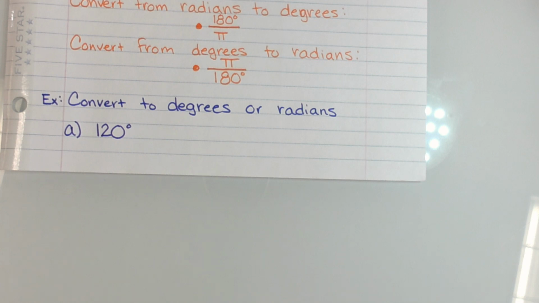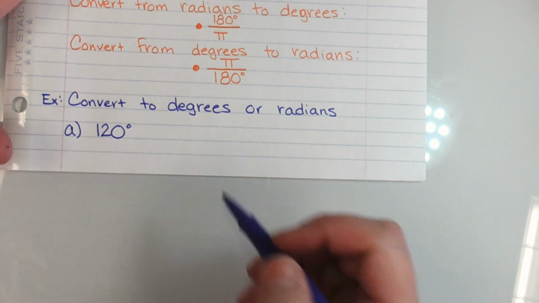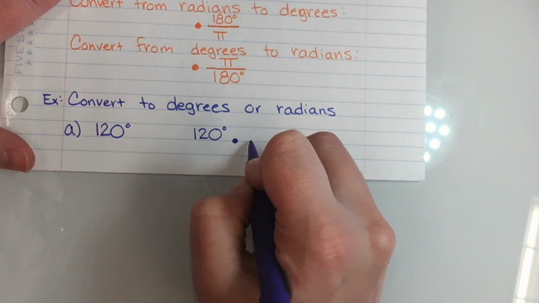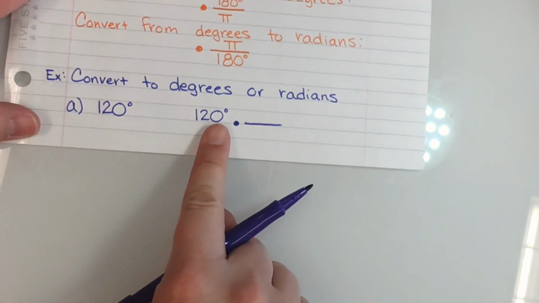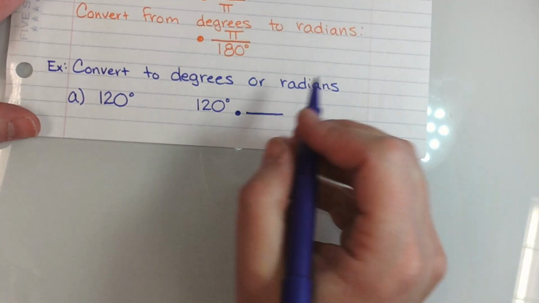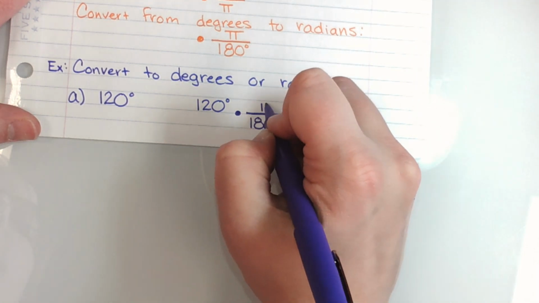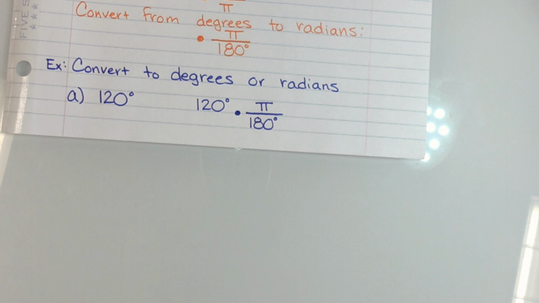120 degrees? I have degrees, I want to go to radians. So I take my 120 degrees, I multiply by the fraction. Since I want degrees to go away, I put degrees on the bottom. I know that 180 degrees is pi radians, so the 180 goes on bottom, pi goes on top. I want to multiply fractions. You multiply straight across.